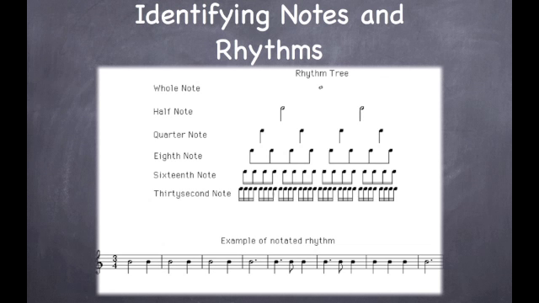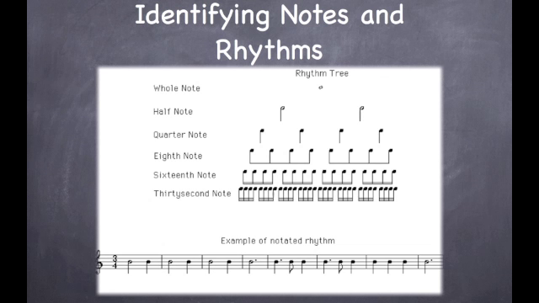So you've got the whole note that represents 4 beats, the half note that represents 2 beats, the quarter note that represents 1 beat, the eighth note that represents a half of a beat, and then you've got even smaller divisions, which are the 16th note and the 32nd note. So remember, you're just reducing as you go down.